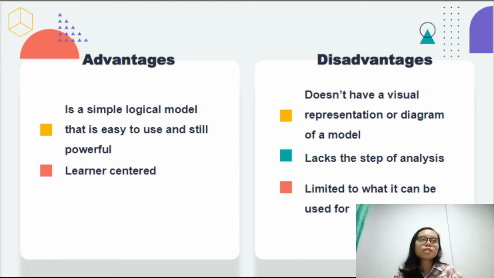And now we move to the disadvantages. The first is that it doesn't have a visual representation or diagram or a model. So it means that online information can be unreliable and biased. Some technologies like tablets and computers may be in limited quantities, and instructors may not be able to obtain a copy for every student in class. And the next is that it lacks the step of analysis. And the last is that it is limited in what it can be used for.